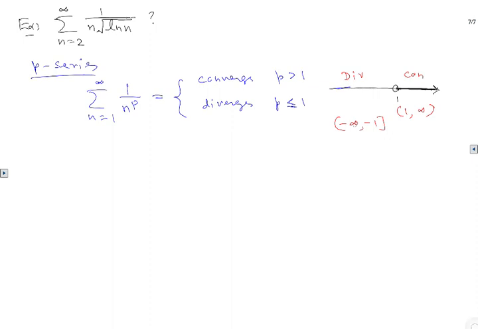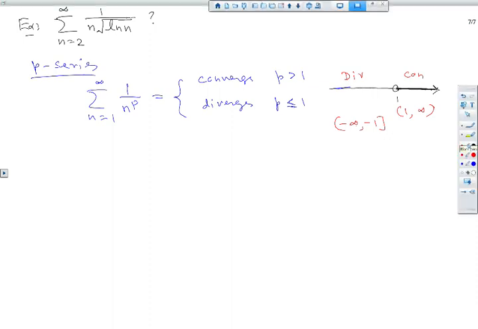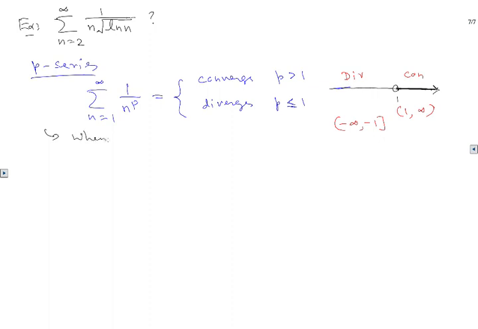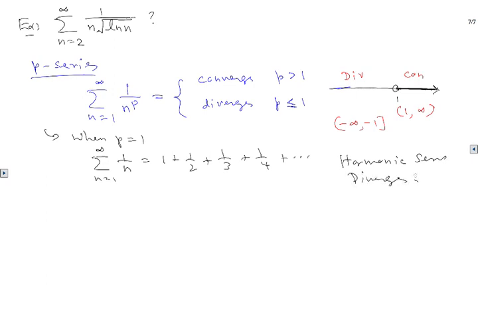One good example of this is the harmonic series. When p equals 1, you get sigma n going from 1 to infinity of 1 over n, because 1 over 1. So you get 1 plus 1/2, 1/3, 1/4. This is one such example, when p equals 1. But we know that when p equals 1, the series diverges. So this is what we normally call the harmonic series. The harmonic series diverges because of the p series test also.